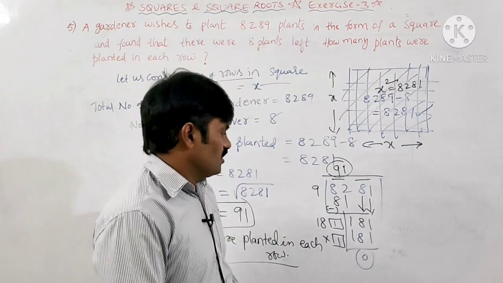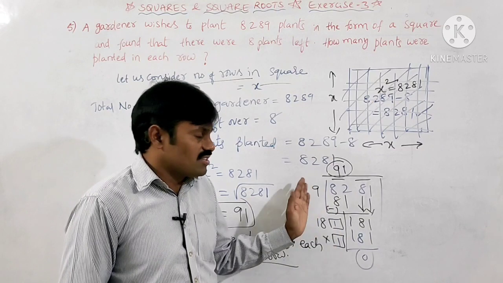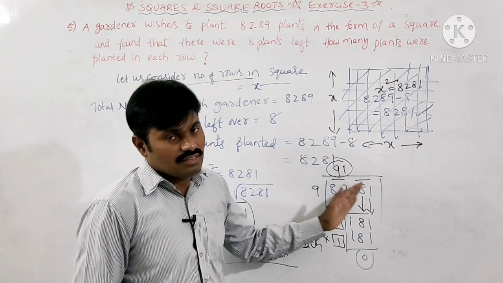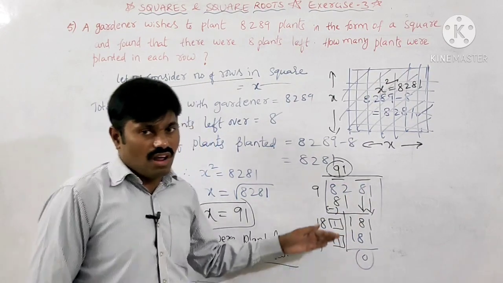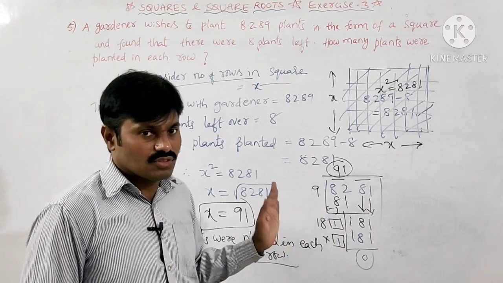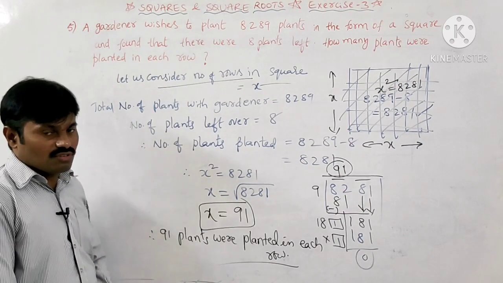It is a known fact. So in these word problems, if they ask like this, we can use either the prime factorization method or the long division method. Here no conditions, our wish. The long division method is a shortcut, so I have used this method to find the square root of 8281. So have a look at this solution.